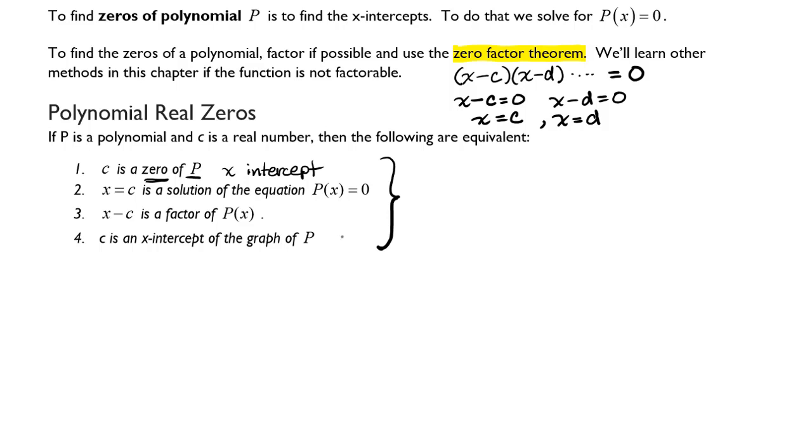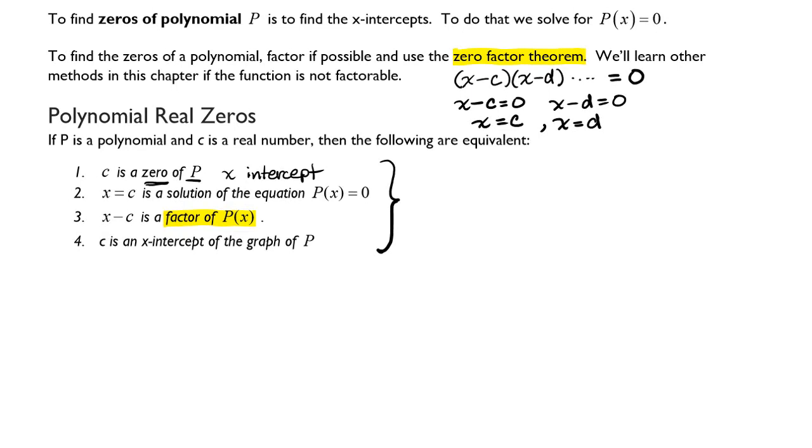2, x equals c is a solution of the equation, and I actually just showed you that right up here, how you can find a solution to p of x equals 0 by setting the binomial equal to 0 and solving for x. 3, x minus c is a factor of p. So many different ways of saying the same thing. And 4, c is an x-intercept of the graph of p. So these are saying the same thing in 4 different ways.